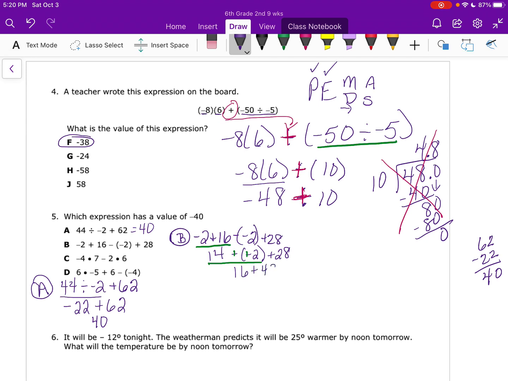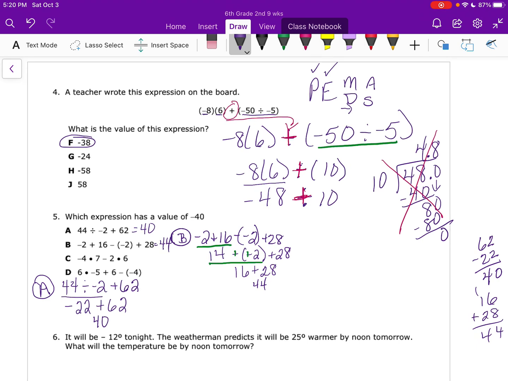16 plus 28. Not 48, Miss Johnson. Making all kind of mistakes today. Erase that. 28. So 16 plus 28. I'm going to go to the side because I do not know what that is. I'm pretty sure it's not going to be 40 though, because 16 plus 8 is 24. So that's 44. So that's not negative 40.